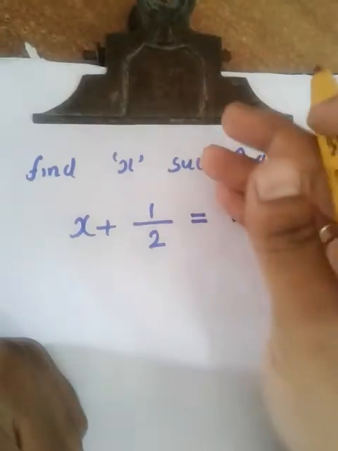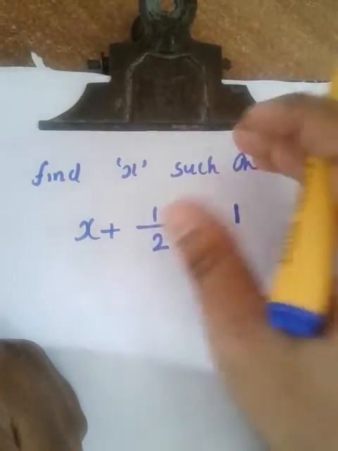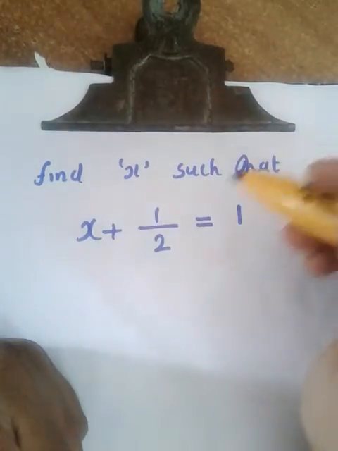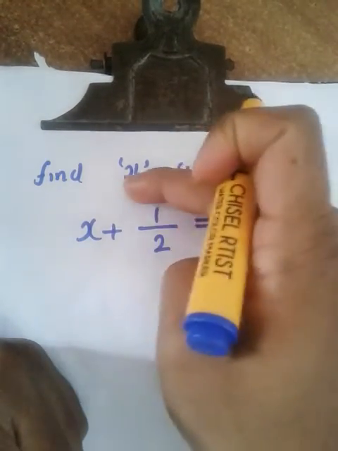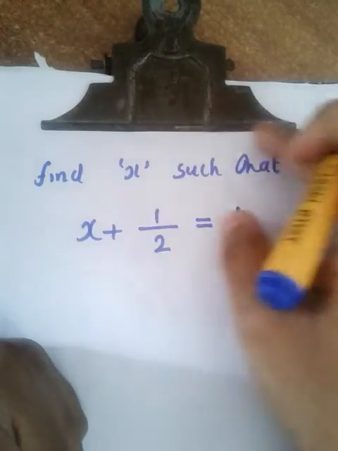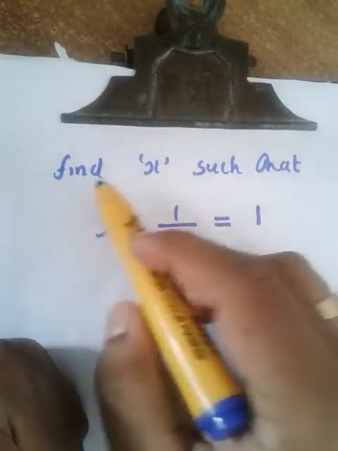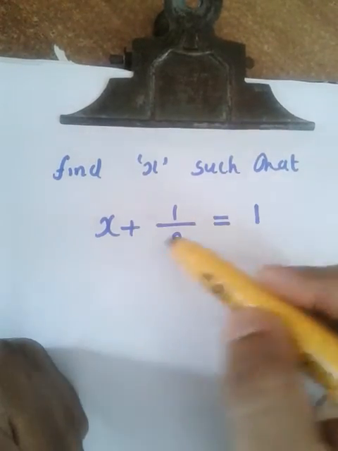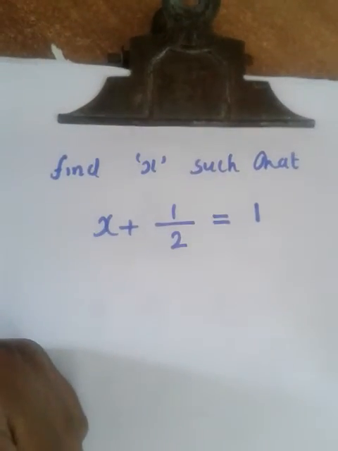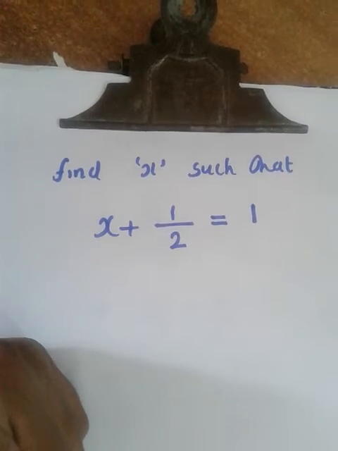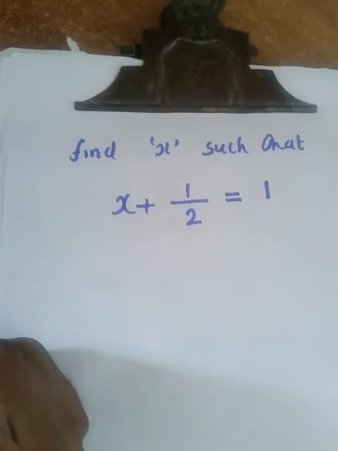See, let me select a different kind of question. While you are reading the question at first, you may think that this is going to be such a difficult question because here some x is there, we should find out the value of x. No, it's a very simple question. I will help you how to solve this kind of question. Find x such that x plus 1 by 2 is equal to 1. That means we should find out the value of x.